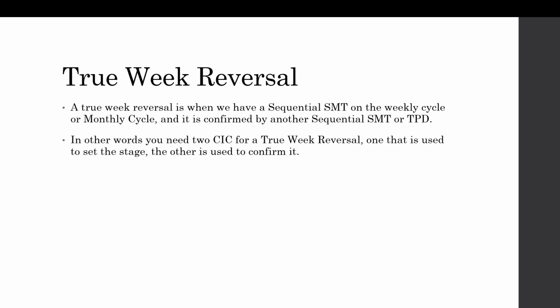The main thing that you need to be able to determine your daily bias is to spot a true weak reversal. A true weak reversal is when we have a sequential SMT on the weekly or the monthly cycle, and it is confirmed by another sequential SMT or a TPD. I really urge you to go and backtest this because it comes in so many variations and sequences, and I cannot cover all of them in this video, but I will try to mention a few.